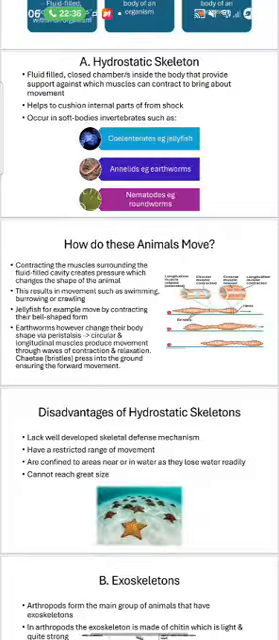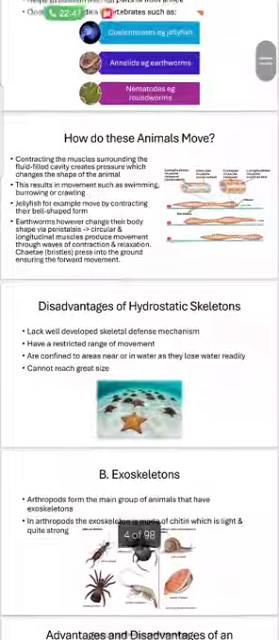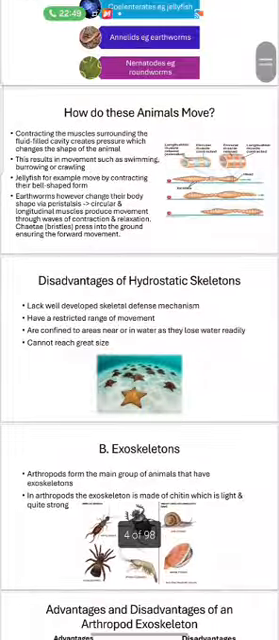Earthworms, however, change their body shape via peristalsis. Circular and longitudinal muscle produce movement through waves of contraction and relaxation. Chaetae, or bristles, press into the ground, ensuring the forward movement.